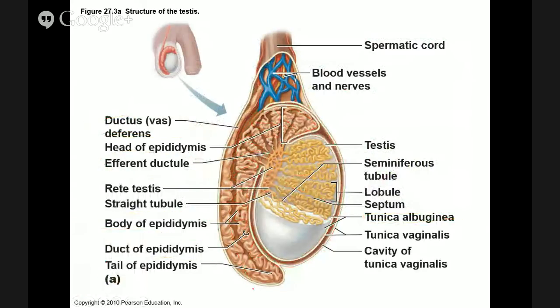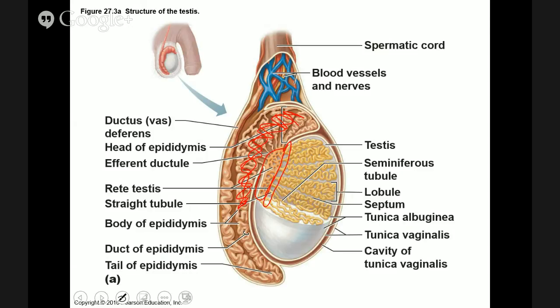Okay, so we've got the seminiferous tubules, in each lobule they converge into the straight tubule. So here are the straight tubules right here. Then they'll lead to the rete testes, as it says here, and then they'll pass through the efferent ductules into the epididymis, in which they'll be stored. So basically the sperm are stored in here when they're ready to go.